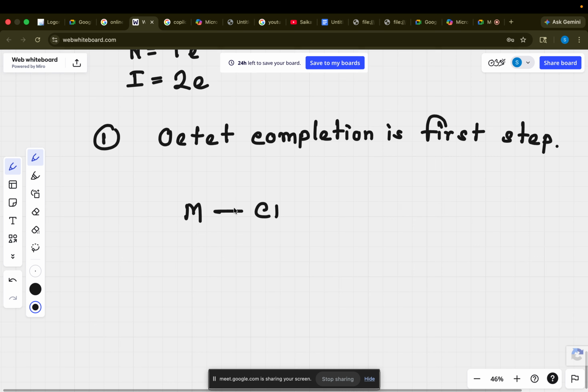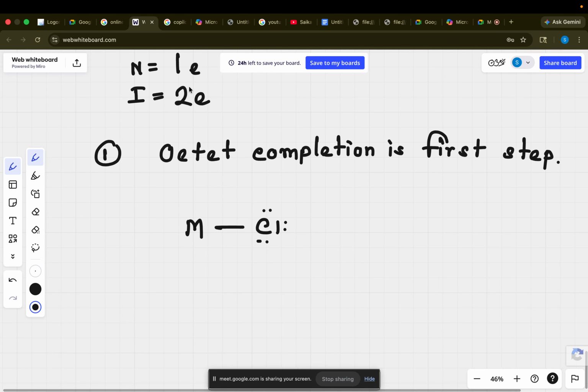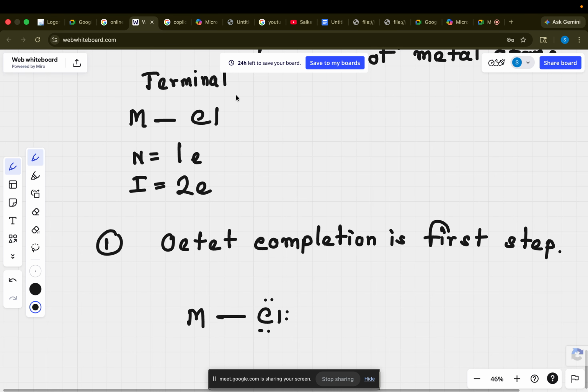6 electrons required, right? Because you know chlorine has 7 electrons in the valence orbital, 1 electron is already involved in bonding with the metal, so 6 electrons are left. So 2 electrons here, 2 electrons here, and 2 electrons here. When it is a terminal ligand, in the neutral method it is donating only 1 electron.